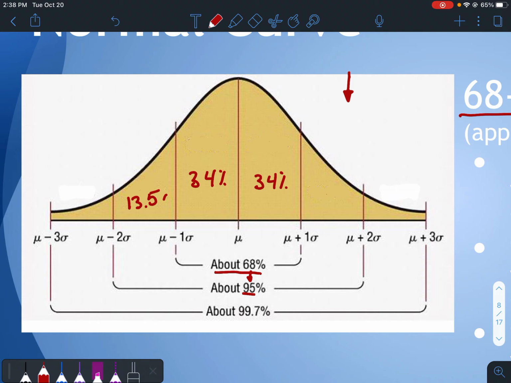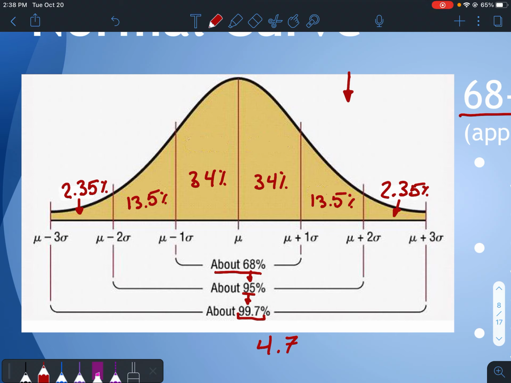So what I have is 13.5% and 13.5%. Okay, now going out, I'm going from 95 to 99.7. If you notice, that is 4.7% that needs to get split up amongst those two spaces. So what we have in here is 2.35%, and over here, we have 2.35%. So that's what we have there.